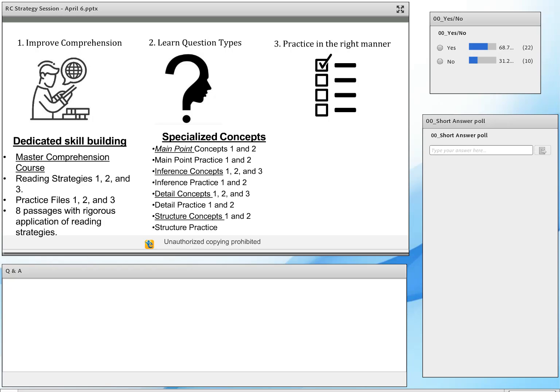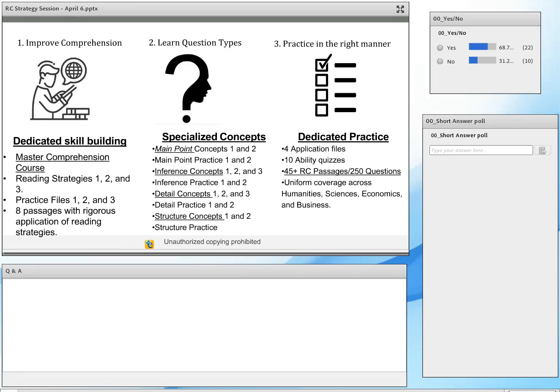So once you've learned all there is to learn about how to address these question types, now you need to practice, put it all together. And that's where the application files come into picture. That's where your ability quizzes in Scholaranium come into picture. Overall, you have more than 45 RC passages, with uniform coverage across all the genres that are tested on the GMAT.